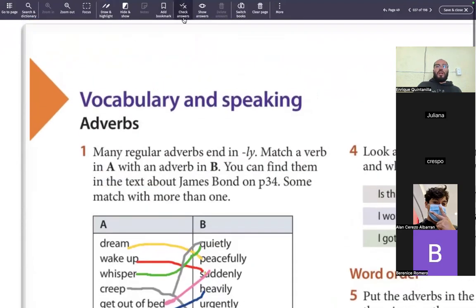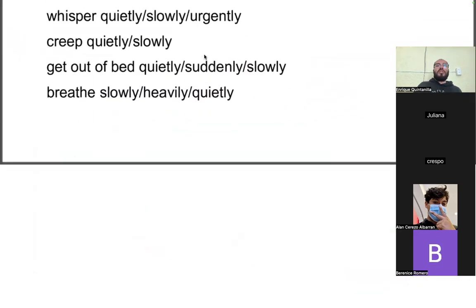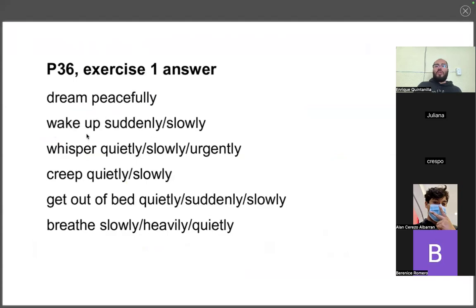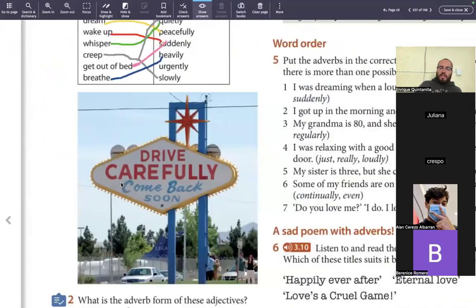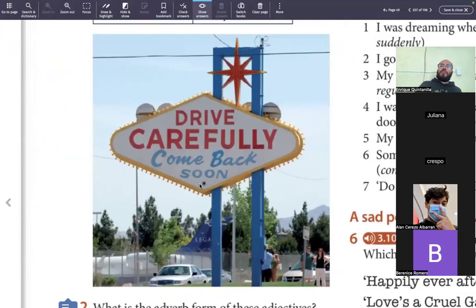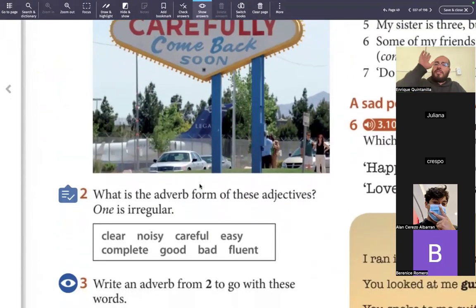So also we can have more combinations like these ones that you have there. Dream peacefully, wake up suddenly or slowly. También puede ser whisper quietly, slowly or urgently. Creep quietly, slowly, get out of bed quietly, suddenly, slowly. And finally, breathe slowly or breathe heavily. For example, here we have drive carefully, come back soon. These signs that you see in every town or in some cities.